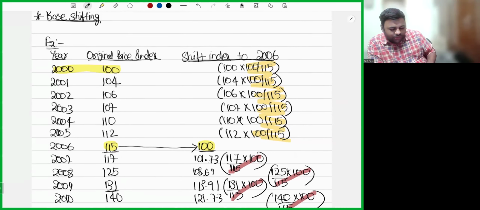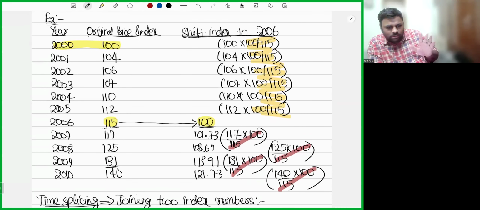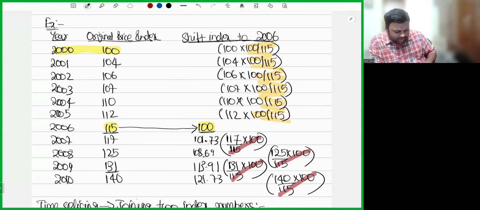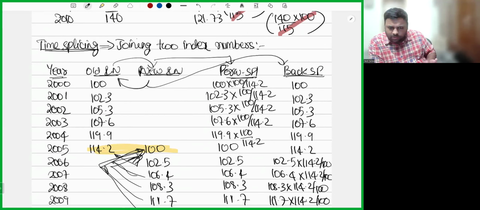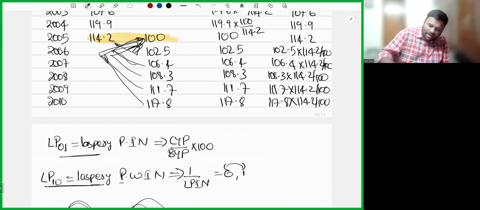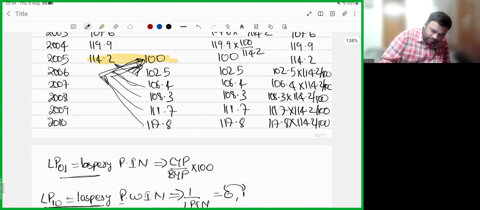Base shifting, you are shifting the base from old to new. That is called as base shifting. This is also cross multiplication only. Let it be this base shifting or let it be time splicing. Both are cross multiplication. Simple cross multiplications there. Nothing much complicated cross multiplication. They are simple cross multiplications. Next. Last concept in index numbers.